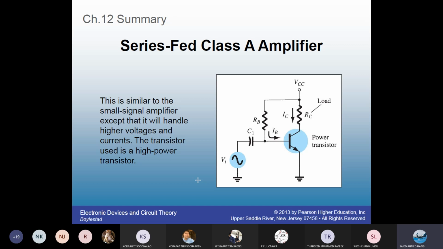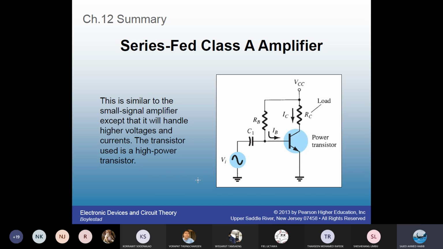Common emitter. Emitter is ground. It is common to the input base and it is common to the output collector. Okay, what about the bias then? What type of bias is this? Is it fixed? Fixed bias.